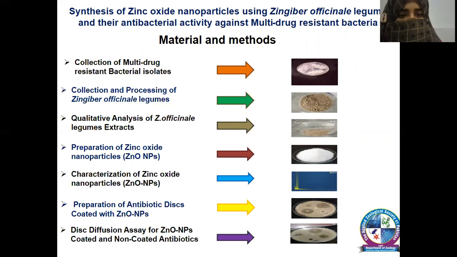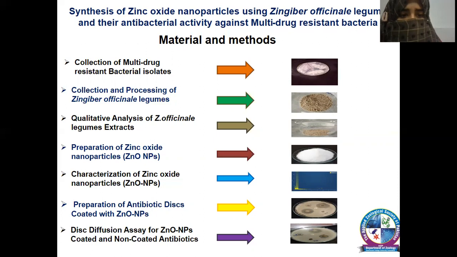So the qualitative analysis of Zingiber officinale rhizome extracts, like aqueous and methanol, were analyzed for different phytochemical constituents like alkaloid, flavonoid, and polyphenolic compound using standard procedure.